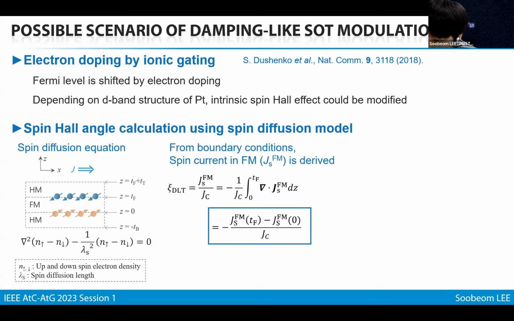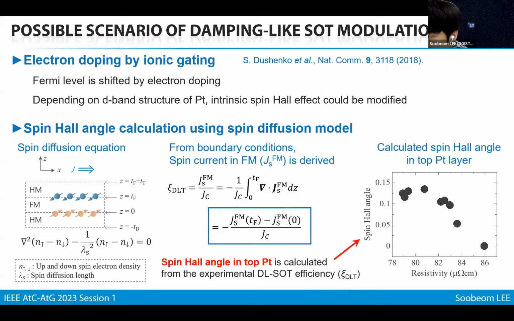By calculating the boundary conditions, we derive a spin current in the ferromagnetic layer. Furthermore, spin torque efficiency is described by the following equation. We extract the spin Hall angle from the experimentally obtained damping-like torque efficiency at each resistivity. Though several rough assumptions and parameters are introduced, we find that the gate modulation of damping-like torque could be described by the modification of the spin Hall angle in the top platinum layer.